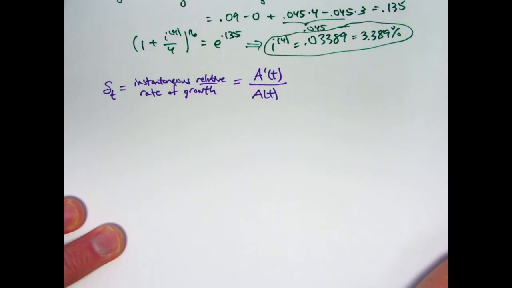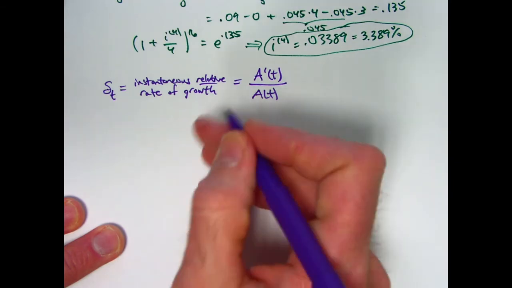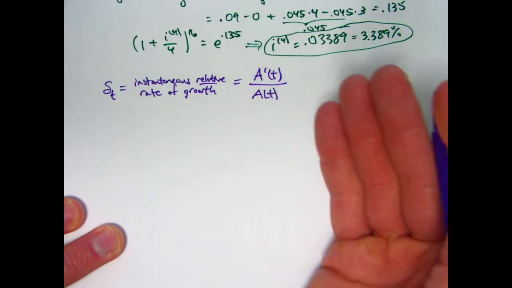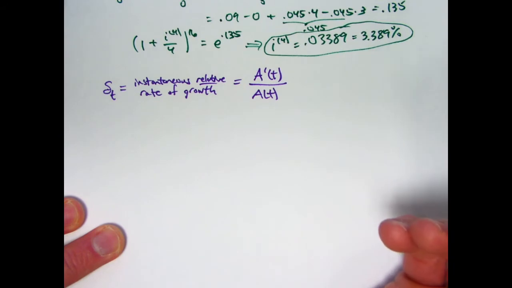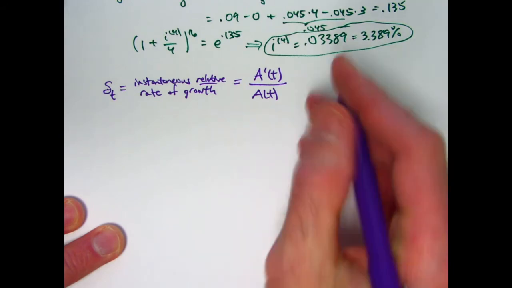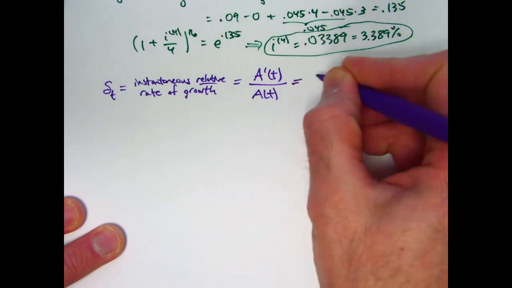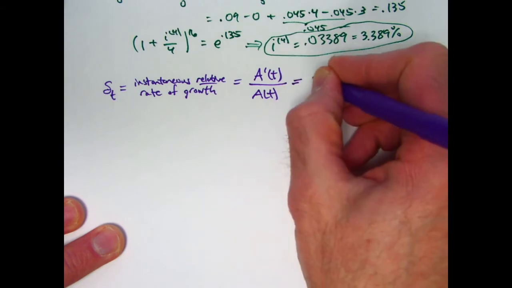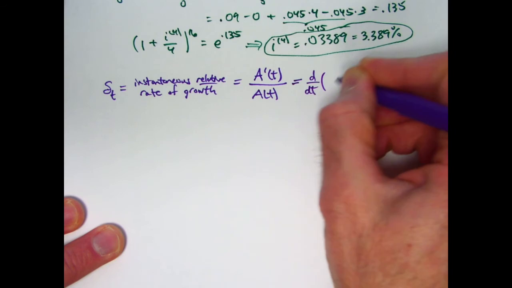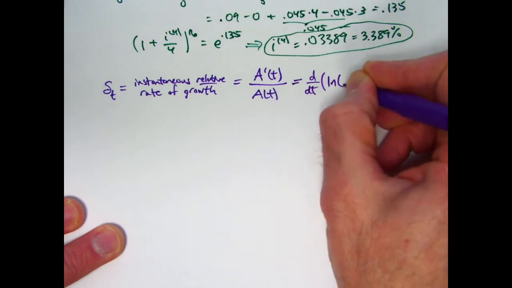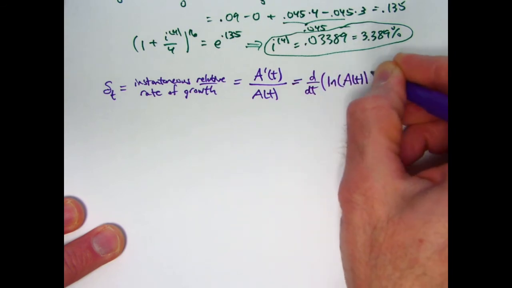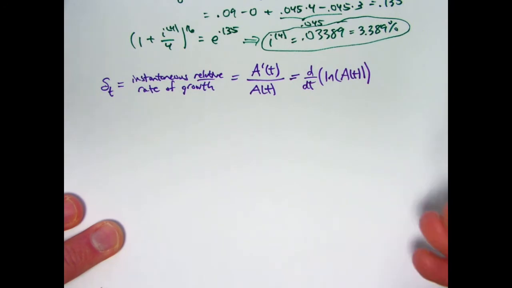Could we use this equation to solve for A of t? Could we see how A of t is related to delta sub t in a different way? Can we solve for A of t? Yes, you can, and probably the quickest way to think of it is to think of this expression as the derivative of the natural log of A of t. Now, that's not something that's necessarily going to pop in your mind right away. It's something you need to realize.